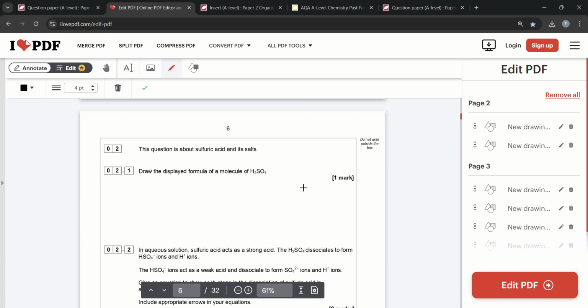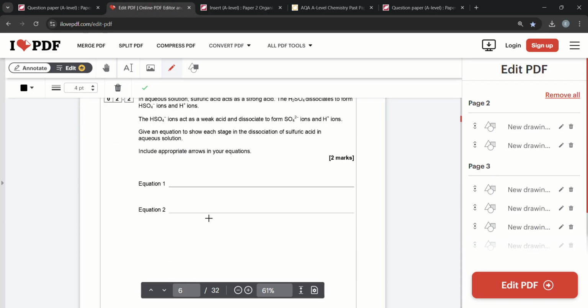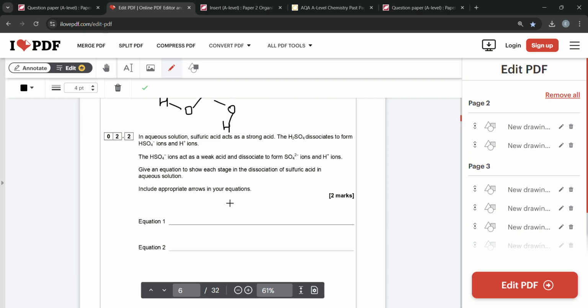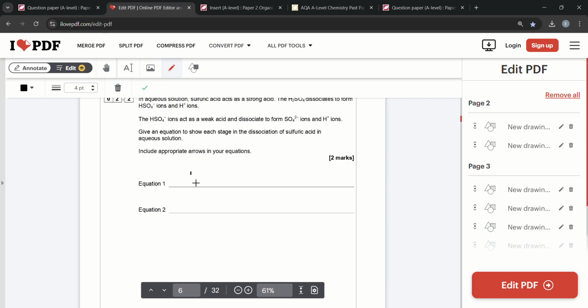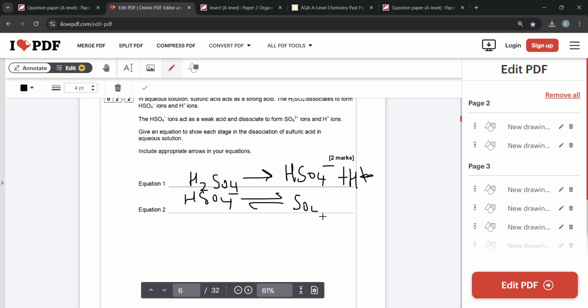Question 2. Draw a displayed formula of the molecule H2SO4. S double bond O, double bond O, OH, OH. H2SO4. Given the equation for each stage in the dissolution of sulfuric acid in solution: we've got H2SO4, and then we get HSO4- plus H+, and then HSO4- in a reversible reaction forms SO4 2- plus H+.